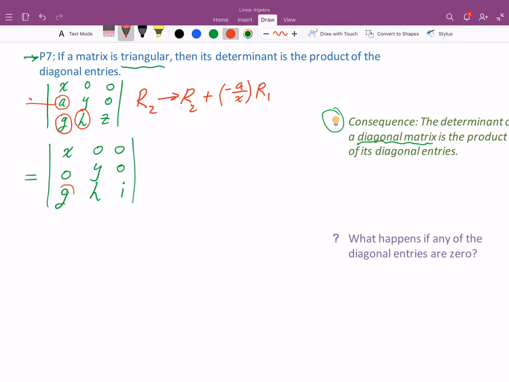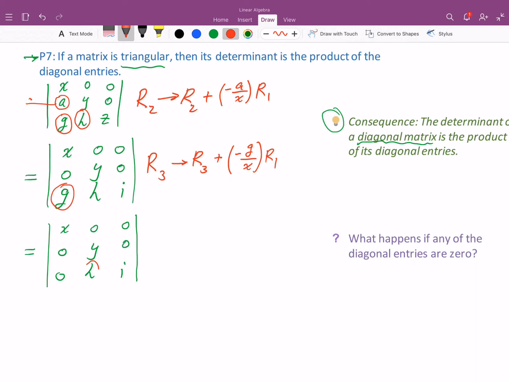And now I'd like to eliminate this, make it a 0. So I'm going to do a similar row operation: change the third row to the third row plus a multiple of the first row. And of course the correct multiple here is negative G over X times R1. And if I do that row operation, again my determinant stays the same. So I can write equal there: 0, y, 0, and then 0, H, I.